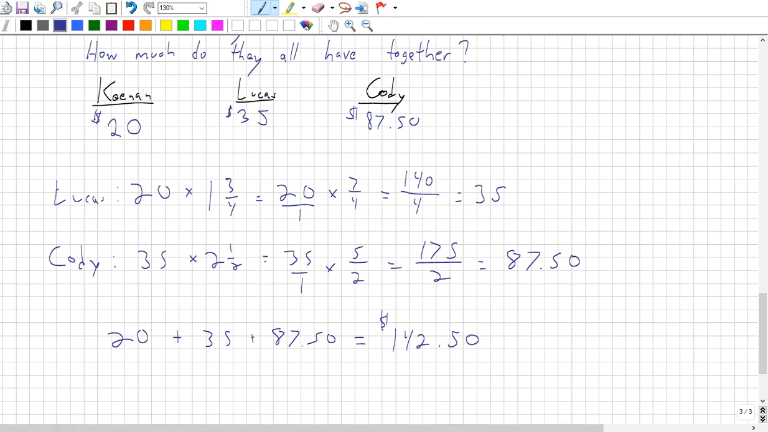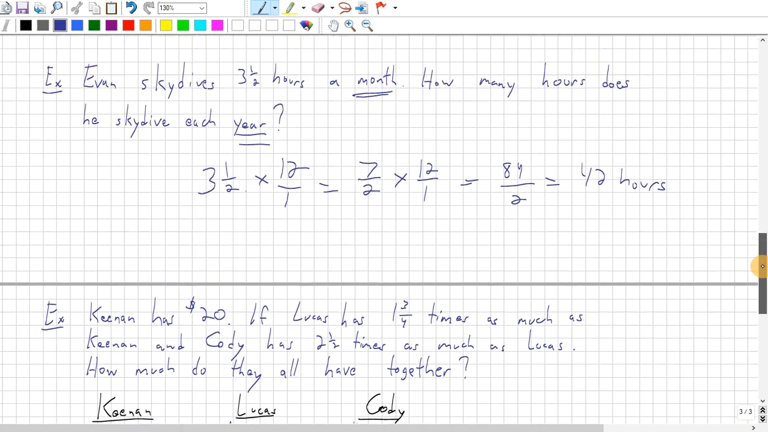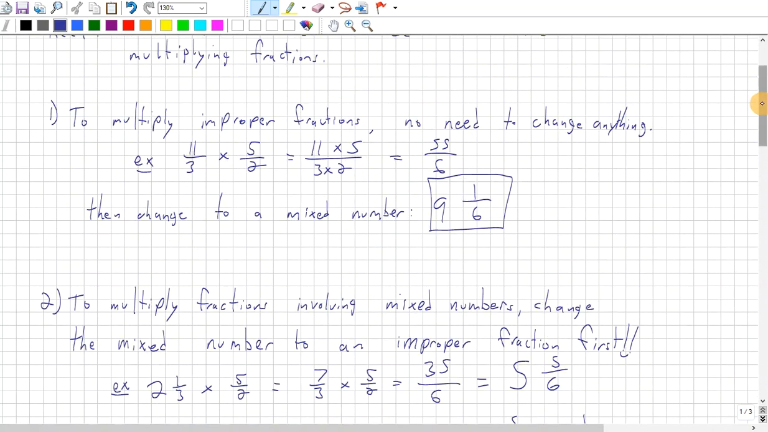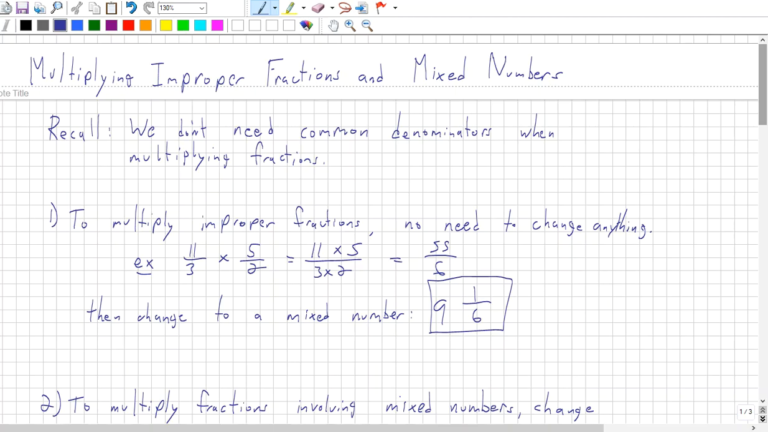So that is how to multiply improper fractions by whole numbers, mixed numbers, all those types of examples. So hopefully that makes sense. Let me know if you have any questions.